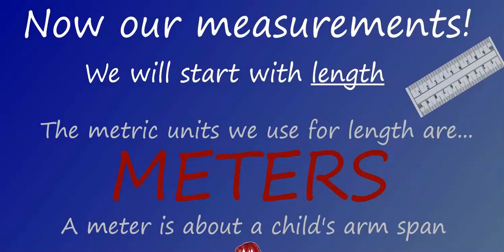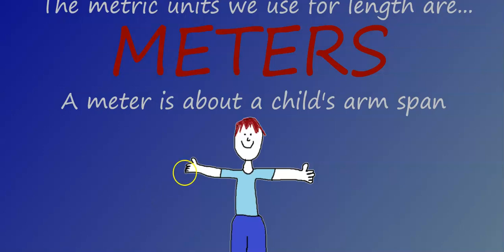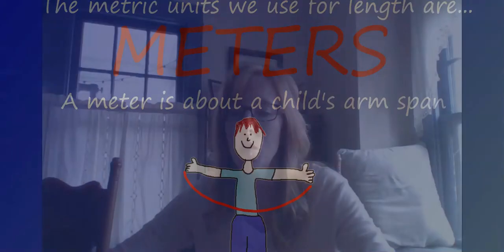Okay, so now our measurements, we're going to start with length. So we're going to be measuring things in length here. So the metric unit that we use would be meters. And a meter is about the arm span of a child from here to here. So when you open up your arms, you go like this, and that's like a meter, okay? Now mine's a little bit bigger because my arms are longer than yours.